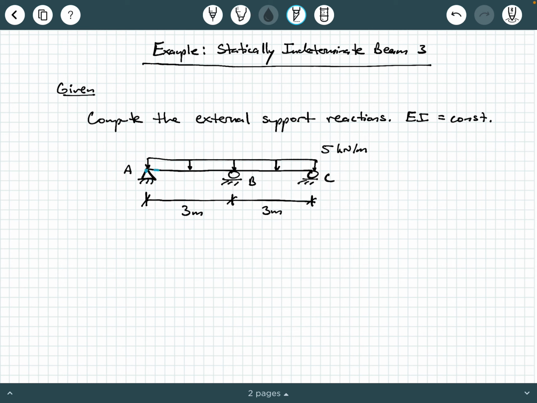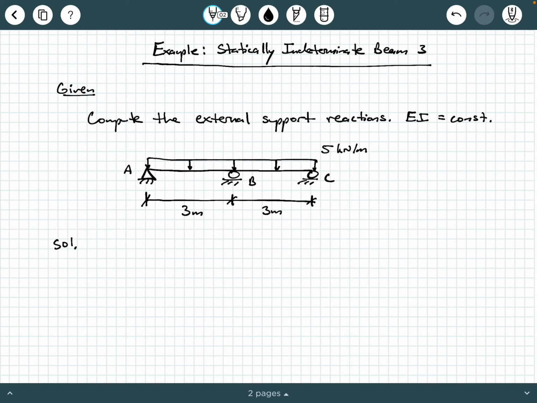This is a two-span continuous beam, okay? So it's still one member, N equals 1, but that one member is spanning two gaps, you could call them. One span is between points A and B, and the other span is from B to C. Each span is 3 meters long, and the applied load is a uniformly distributed load of 5 kilonewtons per meter. So at point A, we have a pin connection, and then at B and C, we have rollers. So let's go ahead and get started.